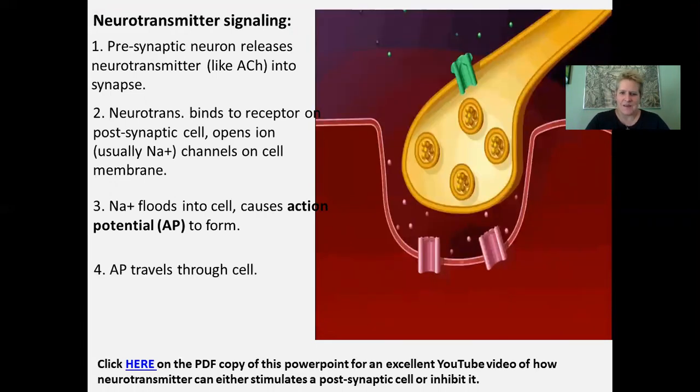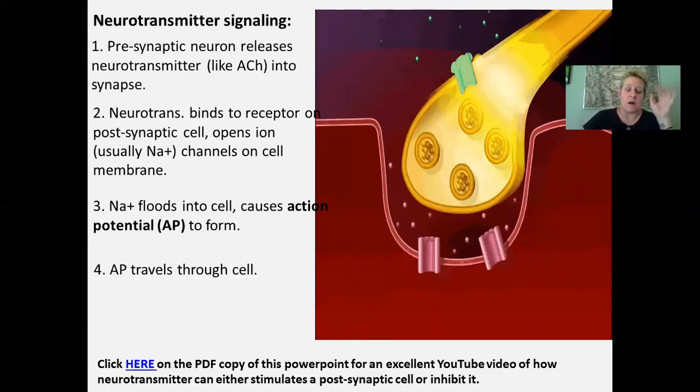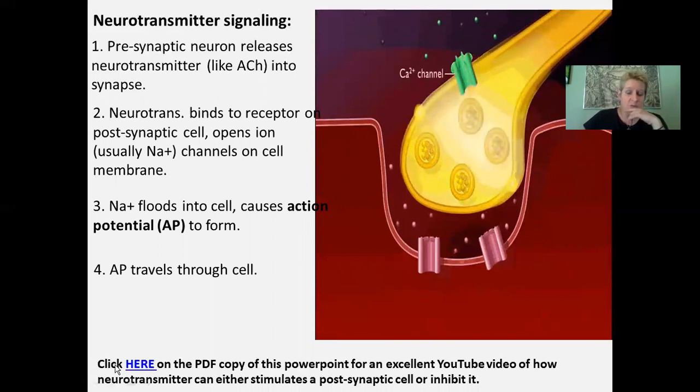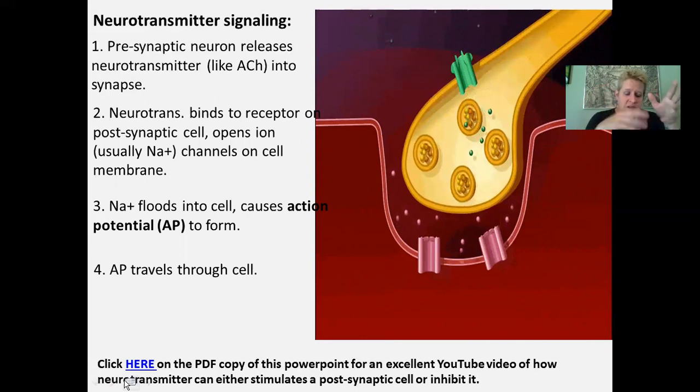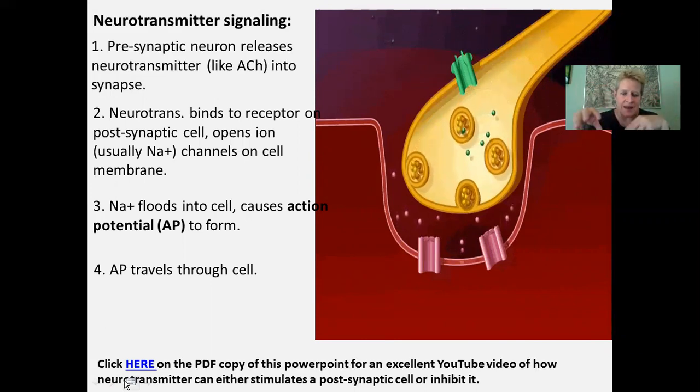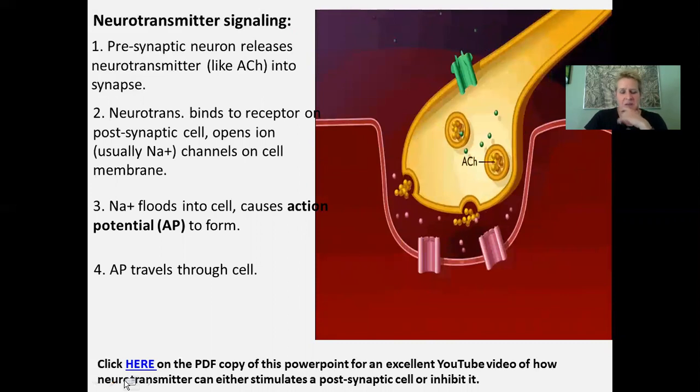When you're looking at the PDF version of this PowerPoint online, you can click here for a really good YouTube video that tells you about how a neurotransmitter binds to a receptor. Depending on what ion channel it opens up, it tells you whether it's being stimulated or relaxed. I'll let you look at that on your own.